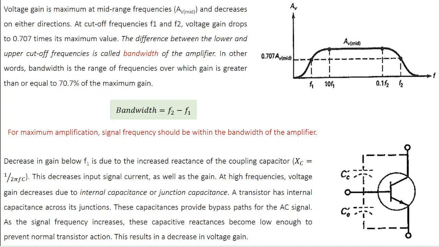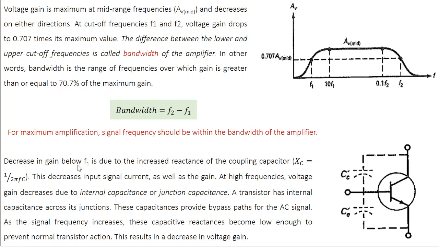In practical terms, if you want to strengthen a weak signal, you need to make sure that the frequency of the signal is within the bandwidth of the amplifier, because that's where you are going to get maximum gain or maximum amplification. Now, why does the gain decrease on either direction?